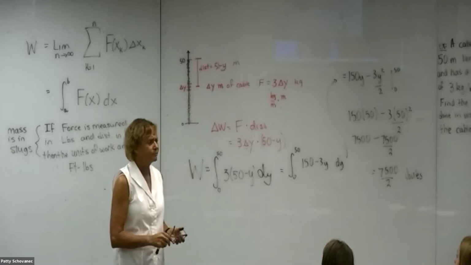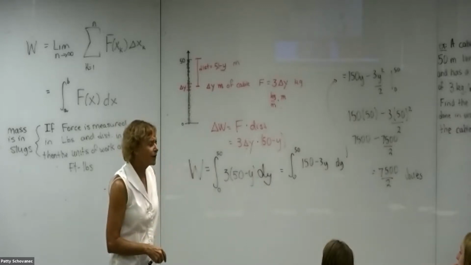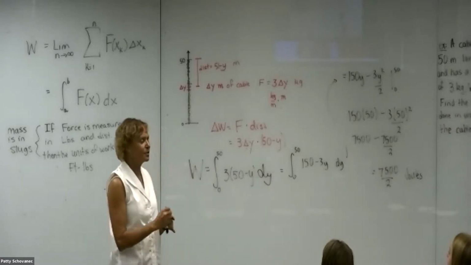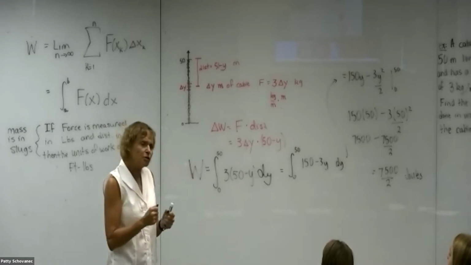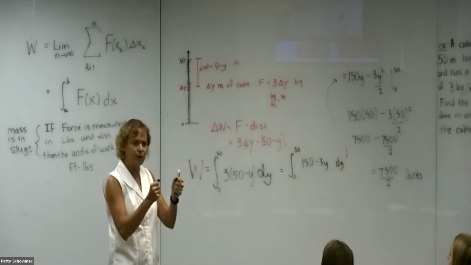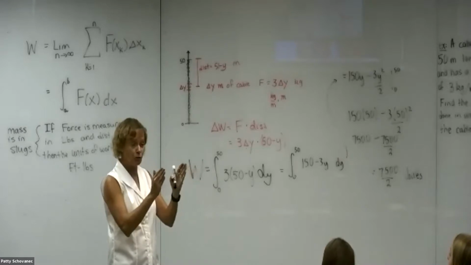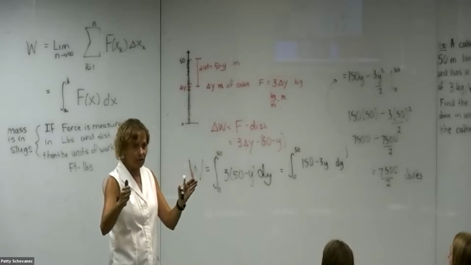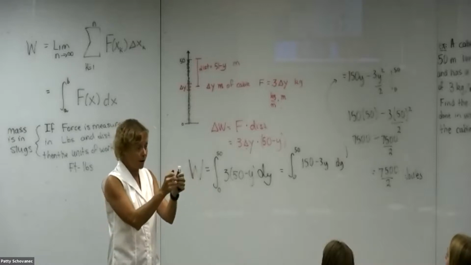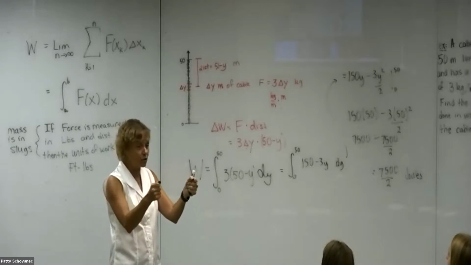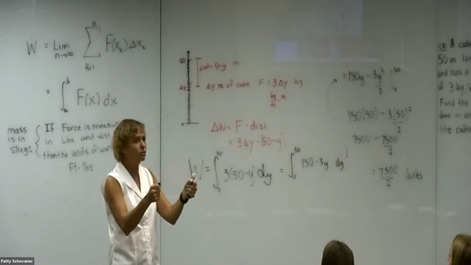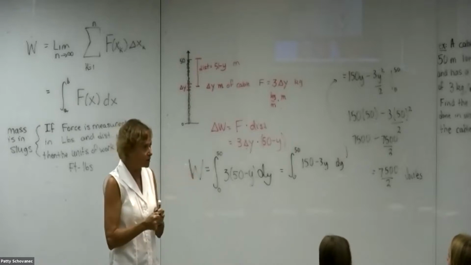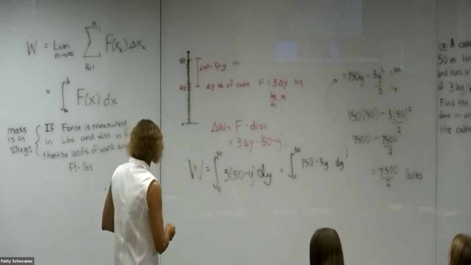Springs are easy because Hooke's law says that the force required to displace a spring from its natural length to a distance beyond its natural length is directly proportional to the distance that you're stretching it. The force required to stretch a spring beyond its natural length is directly proportional to that distance that it's stretched beyond its natural length. So let me write that down.